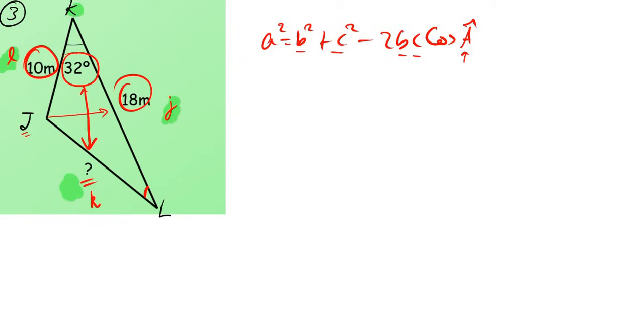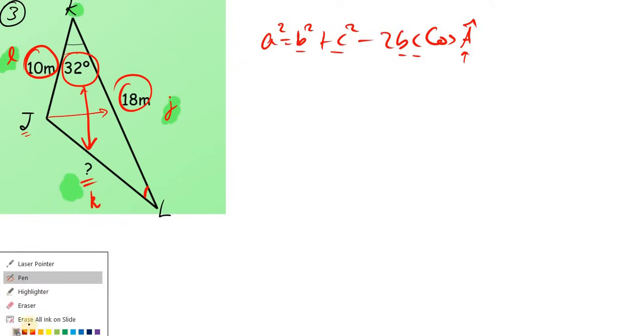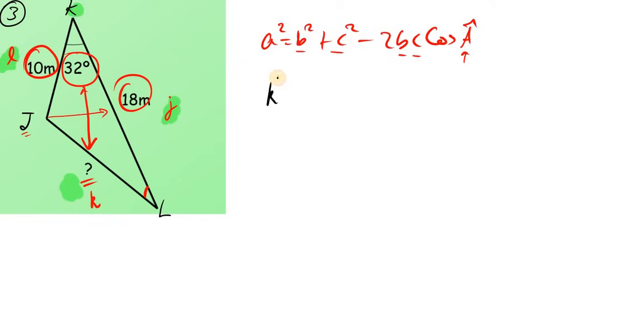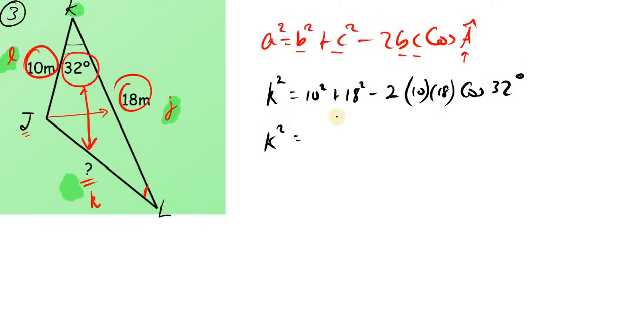So we can actually say K squared is equal to the two sides that form the angle, B and C, in this case L and J. So those will be 10 squared plus 18 squared minus 2 times the 10 times the 18 cosine of the angle that's formed between them, which is 32 degrees. And then we say K squared is equal to, and we can plug this entire thing in our calculator. Your calculator should be able to do all of this one time.